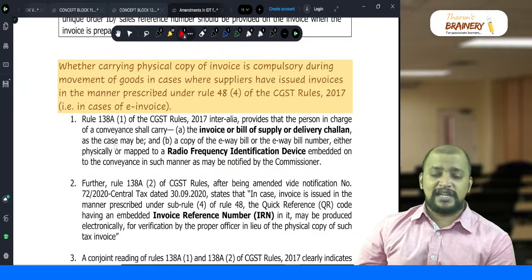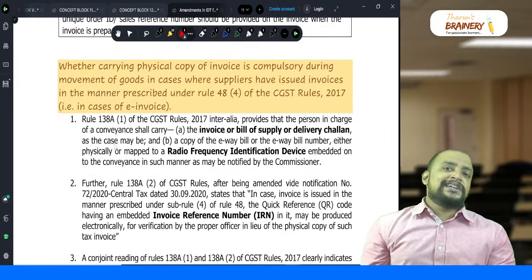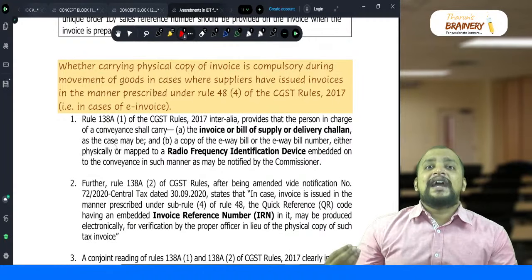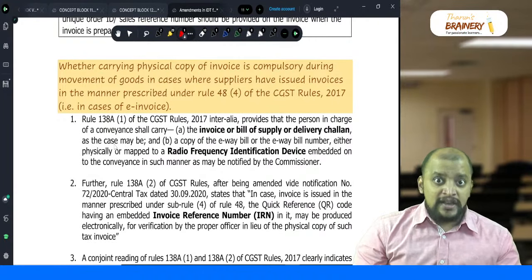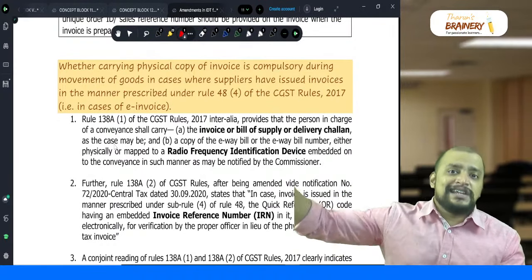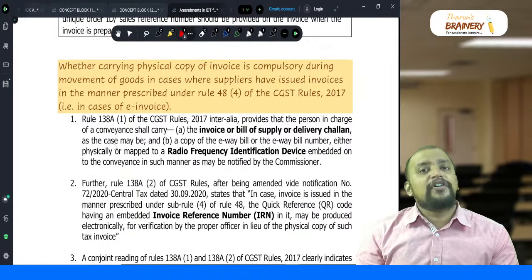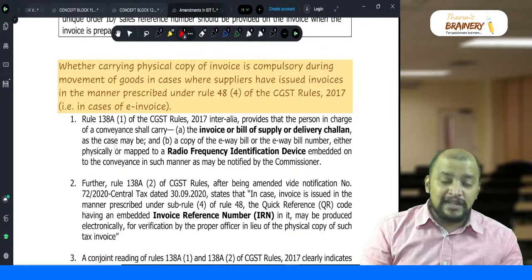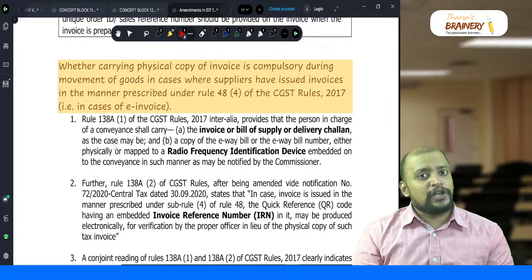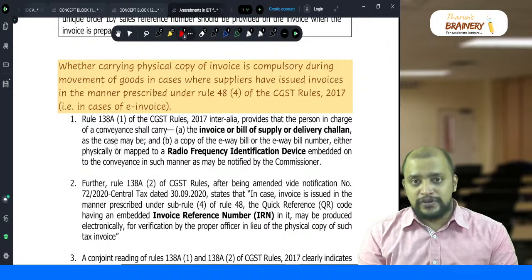When he is transporting, he should produce the invoice and the e-way bill before the proper officer upon verification. The proper officer under section 68 has the power to intercept the vehicle and check the documents, and also physically verify the goods. In that case, the invoice and the e-way bill should be produced.